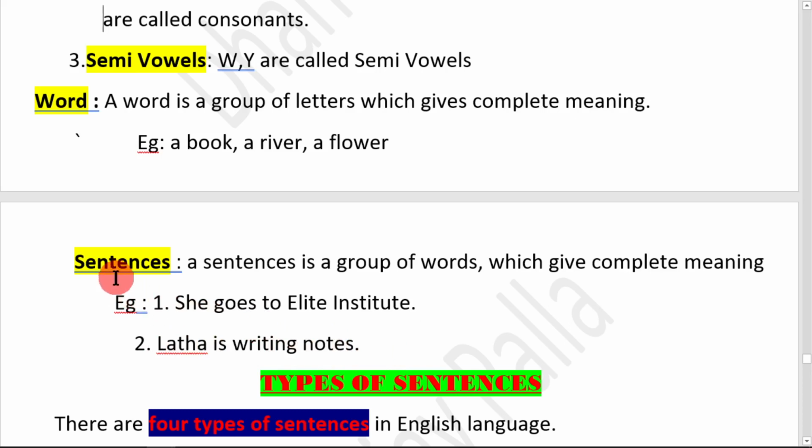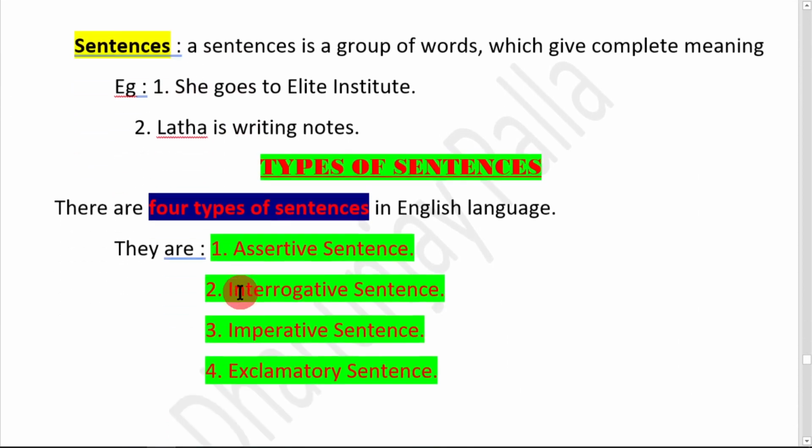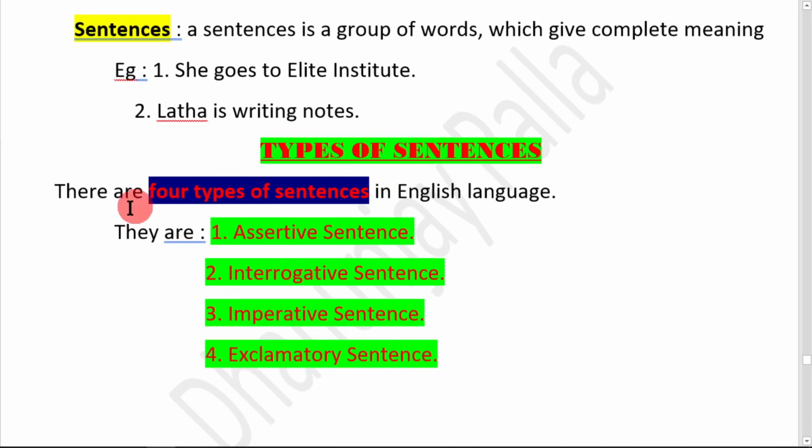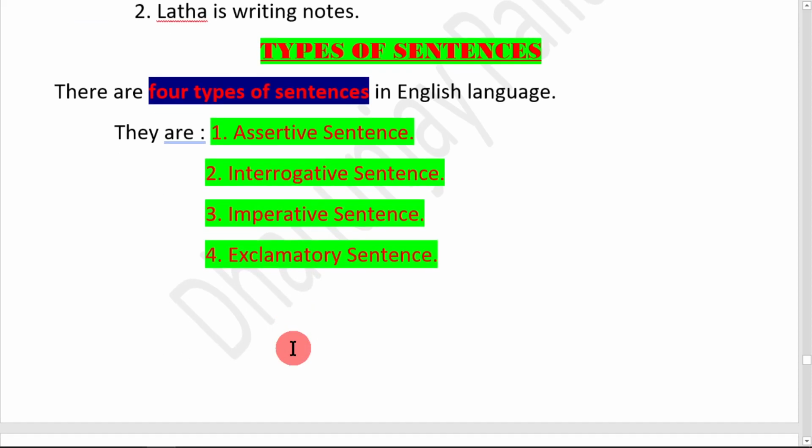Okay friends, now we are going to know about these sentences. You have to listen very clearly. Now I am going to explain to you types of sentences. There are 4 types of sentences in the English language. They are assertive sentence, interrogative sentence, imperative sentence and exclamatory sentence.